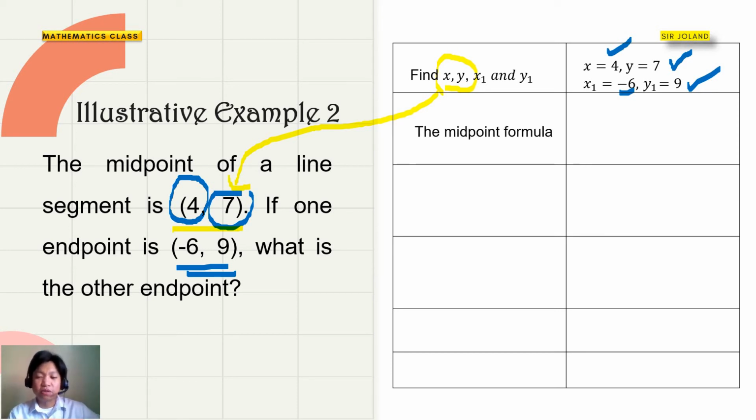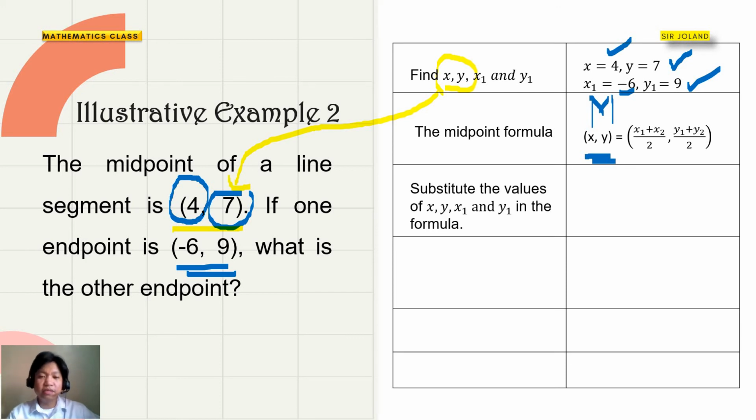Okay? Next, so again, the midpoint formula. Gagamitin natin yun. Magagamit natin siya dito. Okay, so again, but this time, papansinin nyo, usually gumagamit tayo ng m para sa midpoint, no? Kasi yun ang hinahanap natin. But in this case, dahil siya ay given na, ibibigay natin yung ordered pair niya. So that's why lalagay natin dito yung x and y.